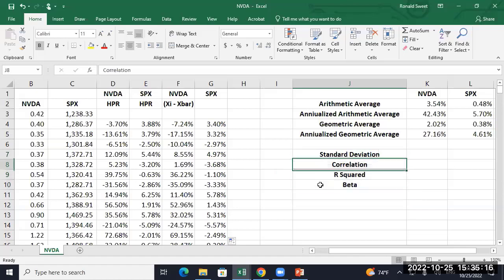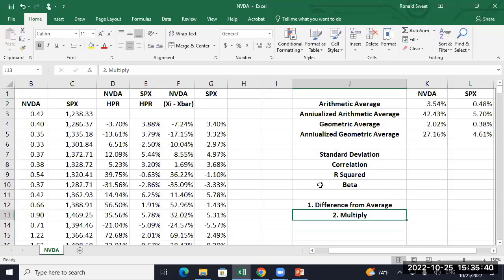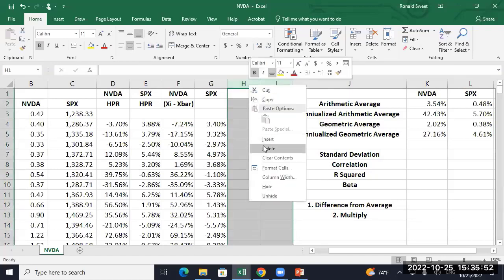So what do we do next? The first step, step one, is the difference from the average. So the first thing you do is you take a difference, minus. The second thing you're going to do is you're going to multiply. If you have two numbers, you multiply them against each other. If you have one number, you multiply it against itself. So for NVIDIA, we're going to need a couple more columns here. Is this coming back to you?